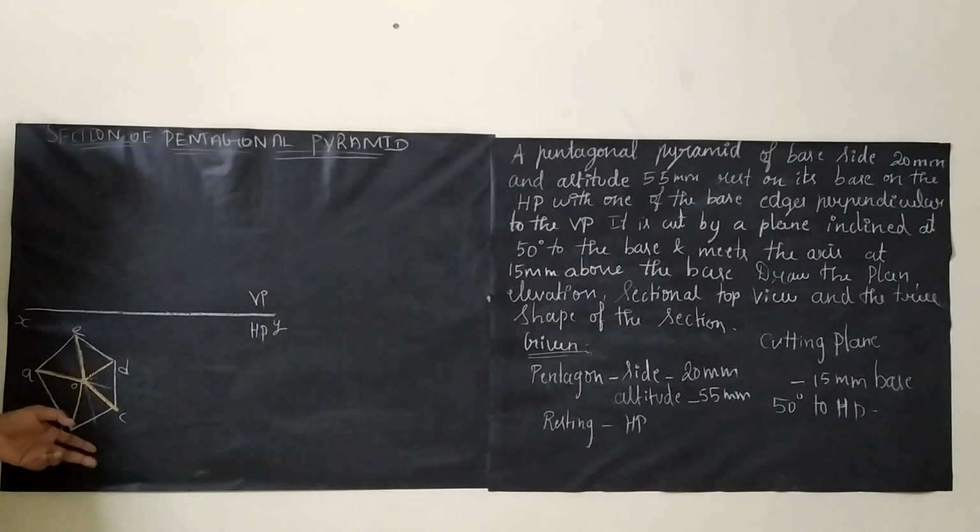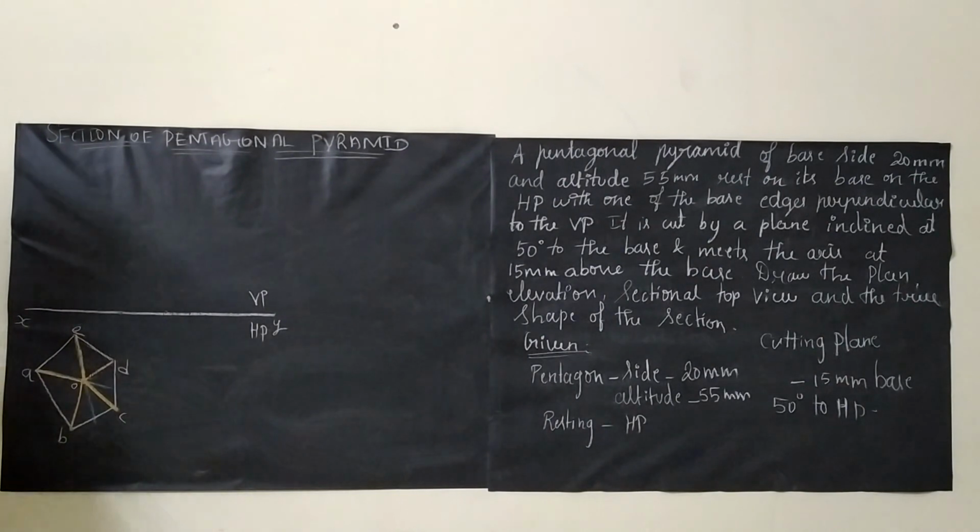So we will be drawing the top view. In the top view only we can see the true shape of the section. So the top view is the pentagon, and as discussed the edge can be either this side or this side. Anything we can take. So I go with the second diagram.